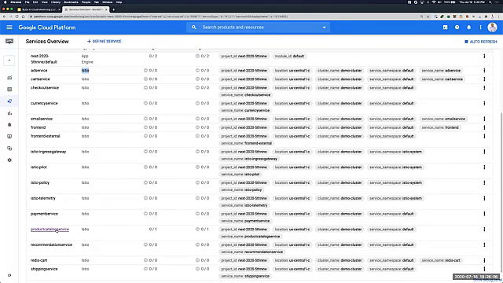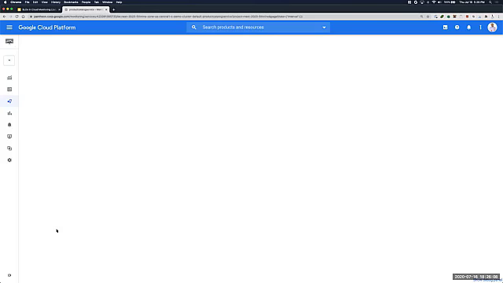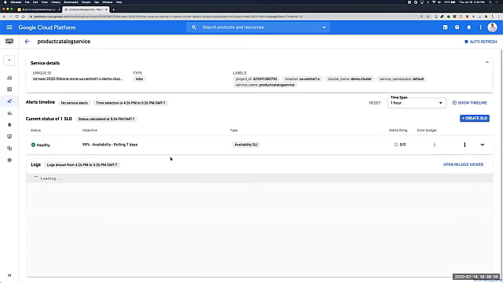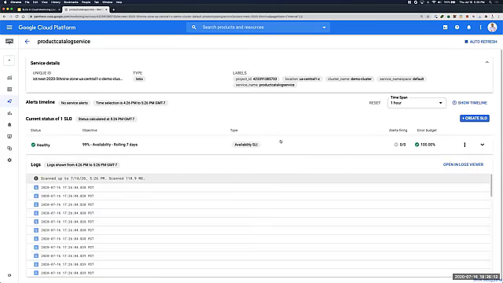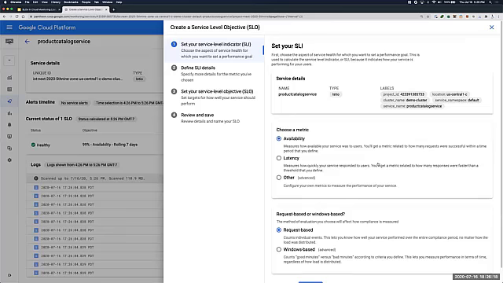I can say maybe my product catalog service. If I click on it, you can see that I already have an SLO defined for it. But I'm just going to create another one. So I'm going to say, okay, let's go ahead and create a service level objective, or an SLO, for this particular service. Because it's Istio, it already understands things like, well, I want to use availability or latency.